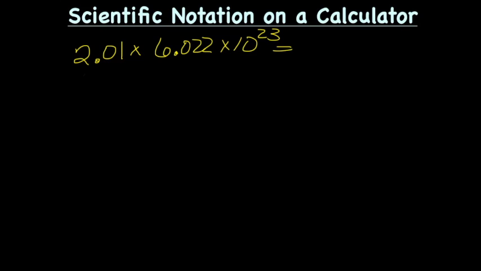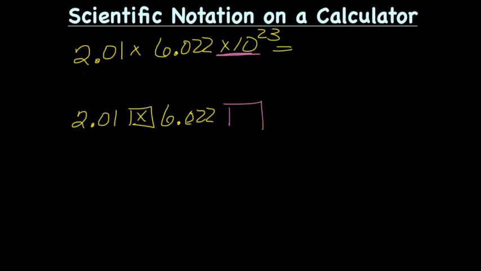All right, let's try a quick practice problem together, all using your own calculators. So if I had a problem like 2.01 multiplied by 6.022 times 10 to the 23rd, how would I put that in my calculator? Okay, well first I would put 2.01, the number, right? And then I would hit the multiplication button, and then I would hit the 6.022 button, and then once again this does not say multiplied by, right? So do not hit the multiplication button.